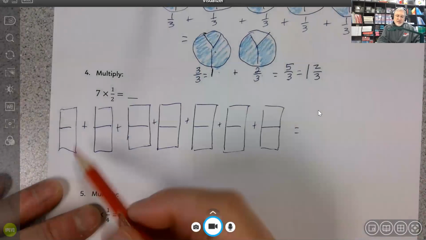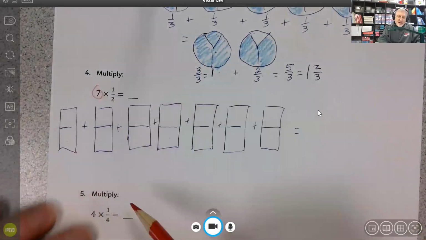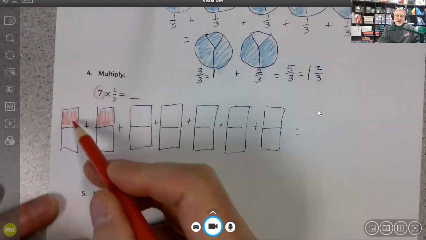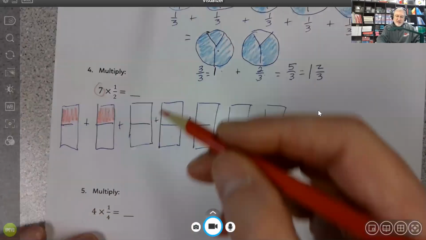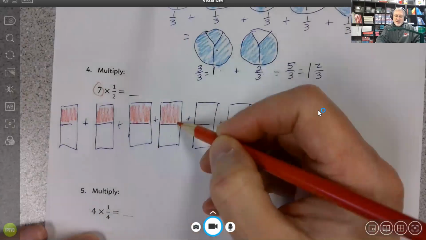Okay, and I'm going to choose red this time. So I have 1, 2, 3, 4, 5, 6, 7. That's what it says, 7 times 1/2. I'm going to shade in the top part. Does it matter if I shade in one top, one bottom, one top, one? No, it doesn't matter, as long as you only shade in one of the 2 parts.